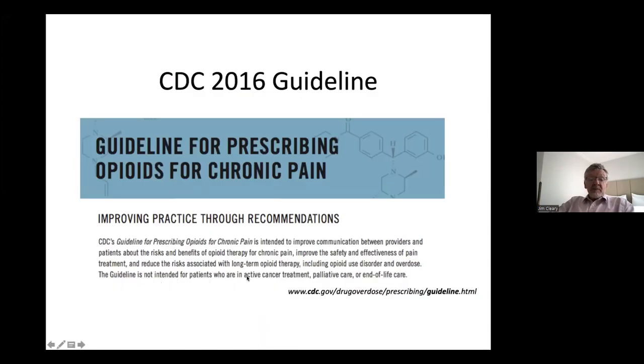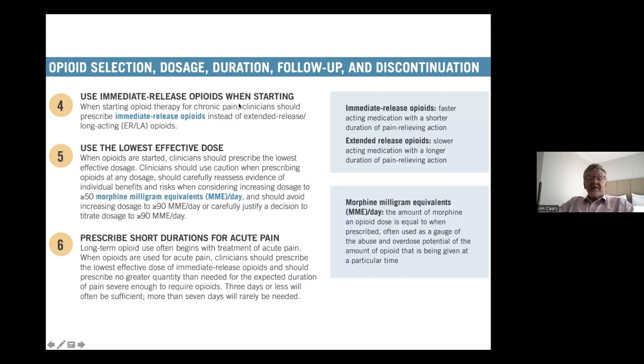Not intended for patients in active cancer treatment, palliative care, or end of life. But here's what they then said. Use immediate release opioids when starting, I don't have a problem. Lowest effective dose, I don't have a problem. The implication that the morphine milligram equivalence results in higher toxicity is questionable, because many of the studies were based on the use of methadone, which we've already shown has problems associated. And prescribe short durations for acute pain, and I don't have a problem with this.